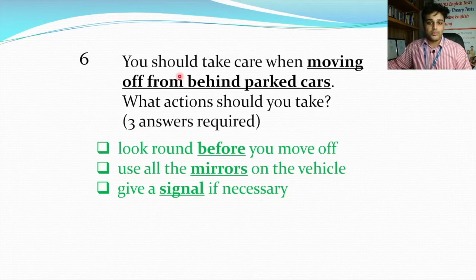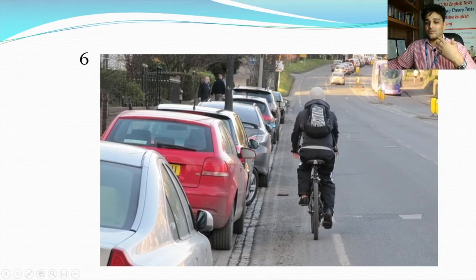Moving off from behind parked cars. If you're moving off, you need to check your mirrors before you move off. Check all the mirrors on the car. Give a signal. So a signal, like for example, if you look at this picture, we can see here that the Golf, which is in front of the red car behind the Mazda, I think it's called. The Mazda car in front. I don't think I'm getting these car names right. I think they're both Golfs.